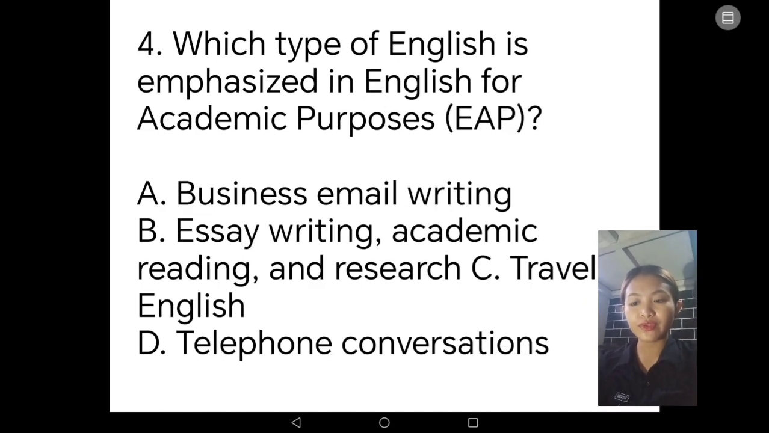Number 4. Which type of English is emphasized in English for academic purposes? A. Business email writing. B. Essay writing, academic reading and research. C. Travel English. D. Telephone conversations.